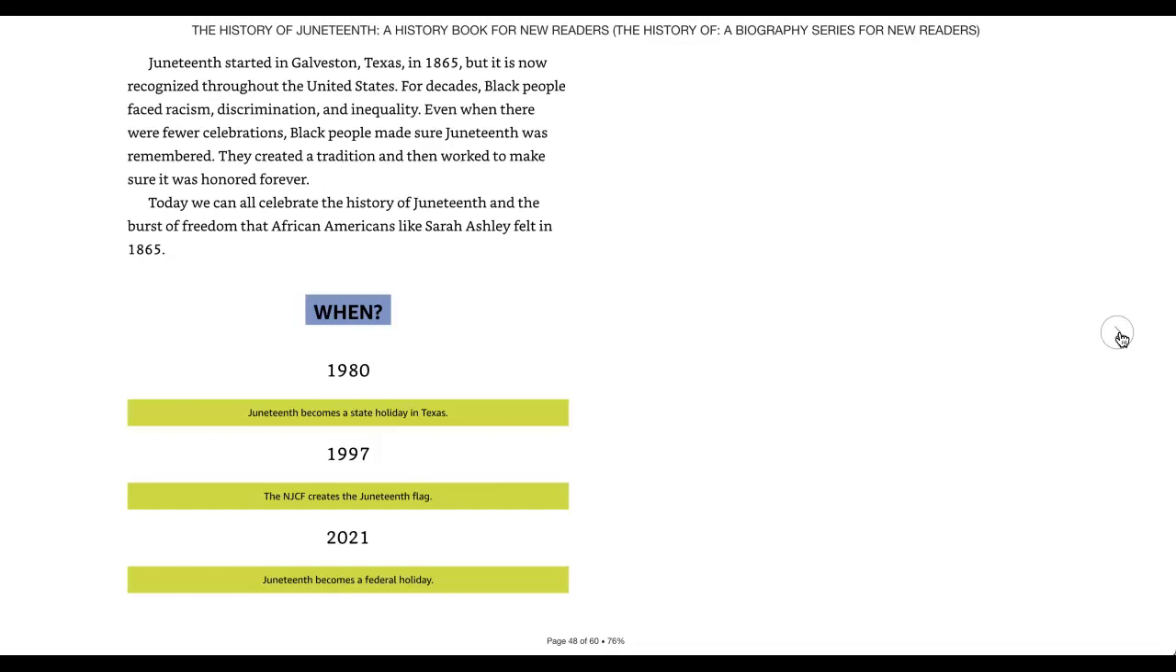When? 1980. Juneteenth becomes a state holiday in Texas. 1997, the NJCF creates the Juneteenth flag. 2021, Juneteenth becomes a federal holiday.